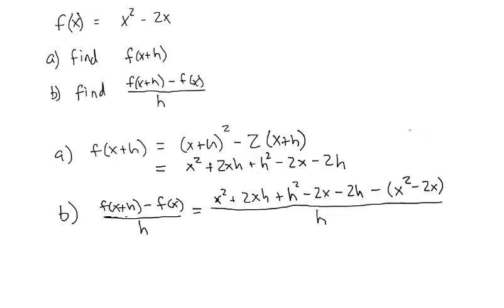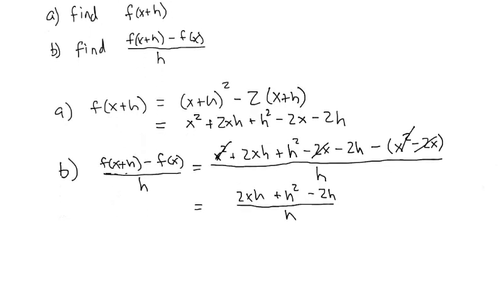And when we do this, we can see that our x squared terms cancel. We have a positive x squared in the first term, and then we have a minus x squared. So that x squared cancels with this x squared. And then I have a minus 2x here, and minus a minus 2x, which is a positive 2x. So this term cancels. And what I'm left with is 2xh plus h squared minus 2h, all divided by h.